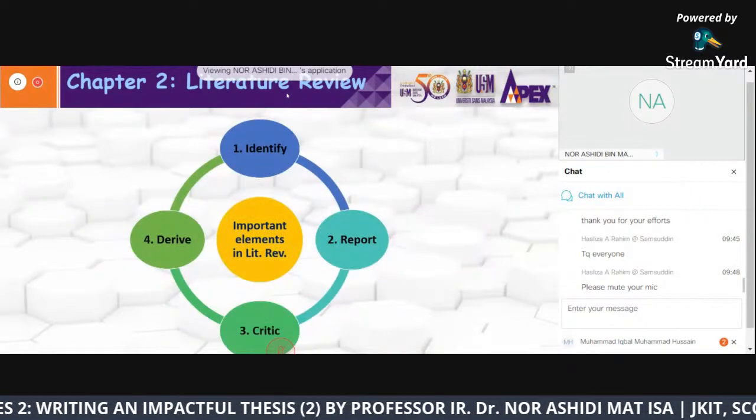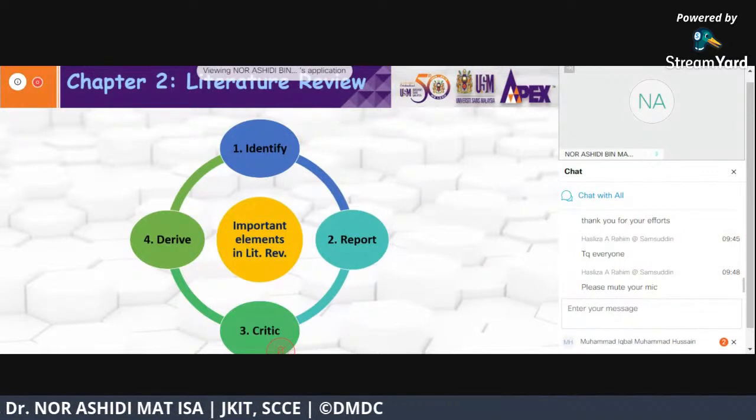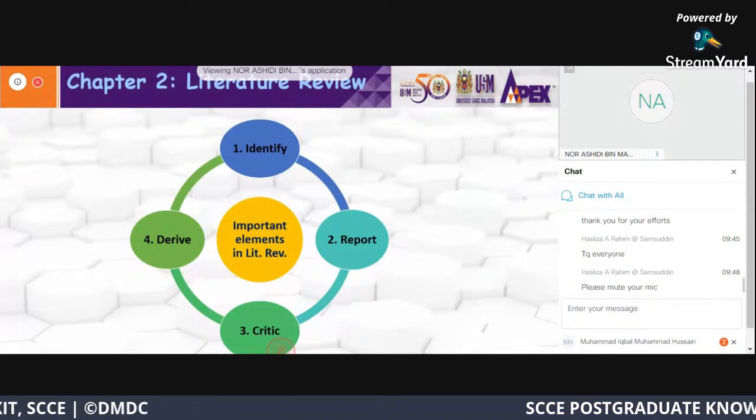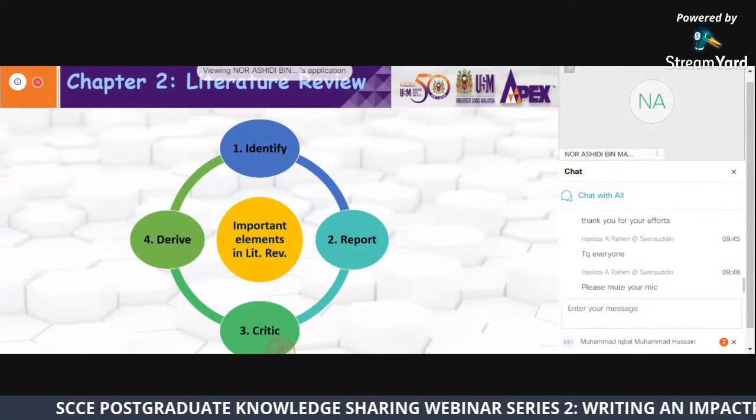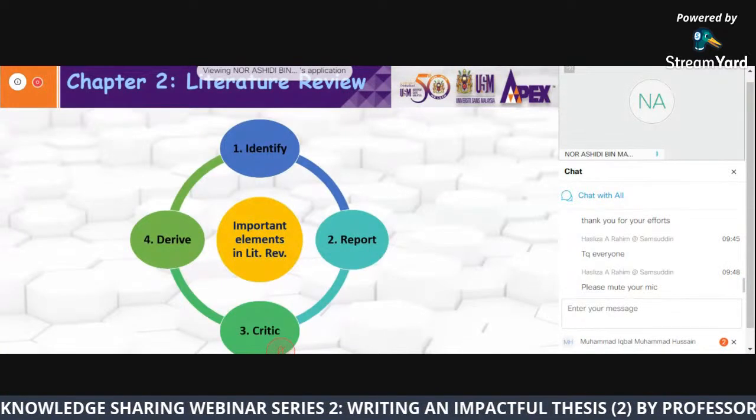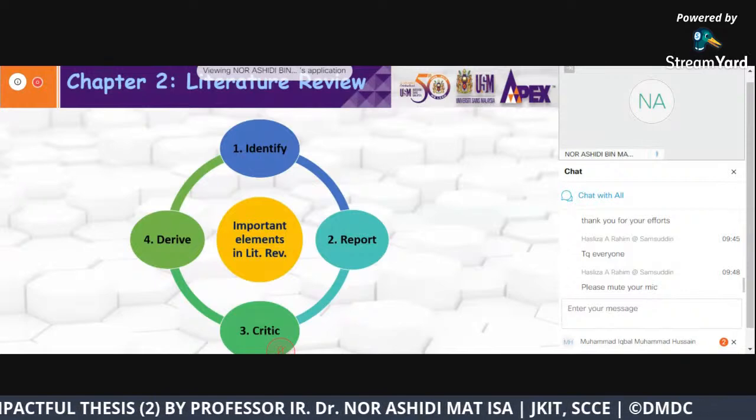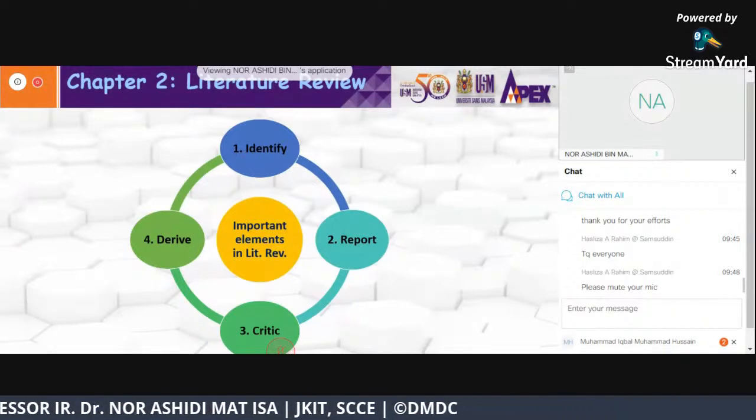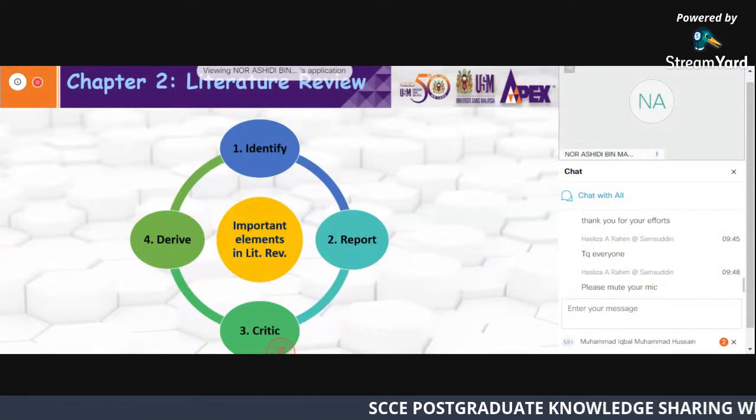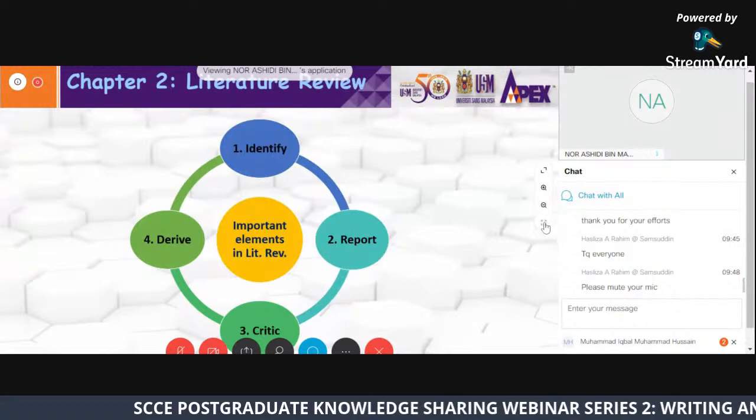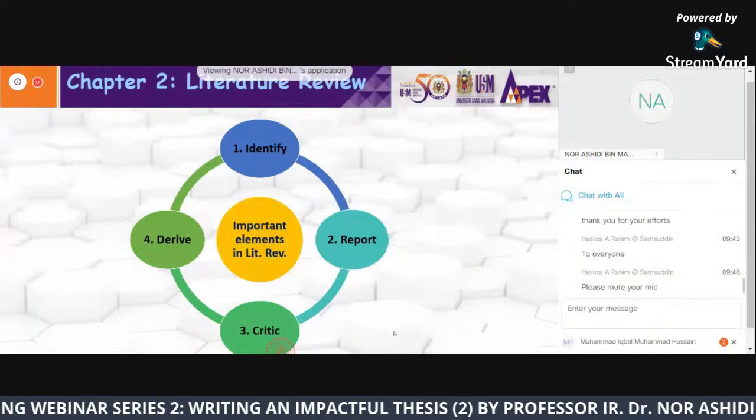Okay, now I will try to give you how you should do your literature review. What are the important elements in your literature review when you want to start your research with a literature review? These are the 4 terms or the 4 keywords you need to understand. The first one is to identify. The second one, to report. The third one is to critique, and the final one is to derive. So these are the 4 elements or the 4 keywords in the literature review.